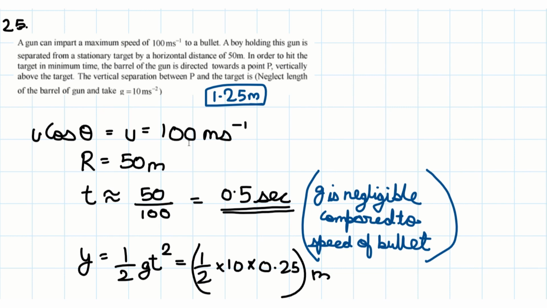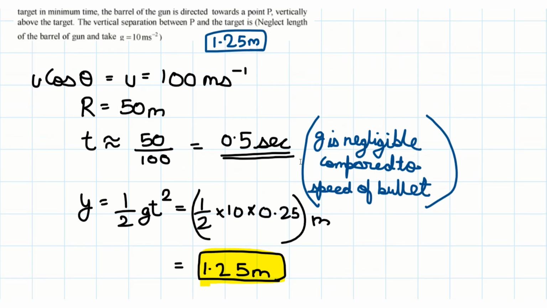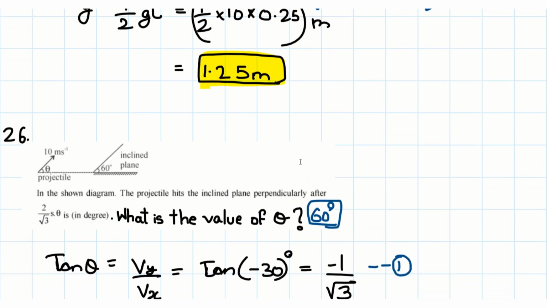Now the x component of initial velocity is u cos theta, which is given as 100 meters per second. The range is given as 50 meters, and the time we can calculate by dividing the range by u cos theta, which comes around 0.5 seconds. Y equal to half gt square, which is the second equation of motion where s equal to y, and we get that as half into 10 into 0.25, which is 1.25 meters, and that is our final answer.